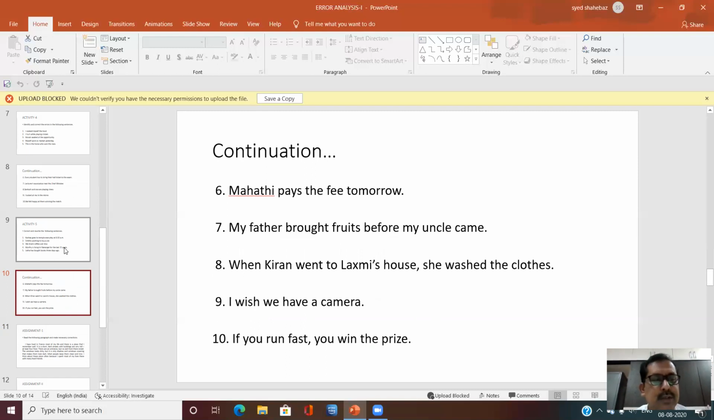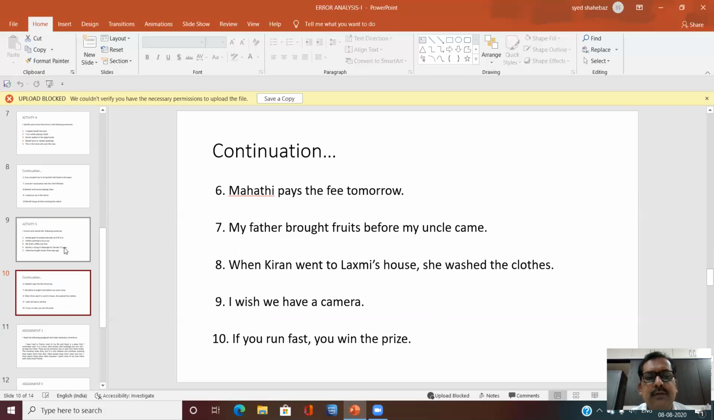Continuation of the previous activity. Mahati pays the fee tomorrow. Here, the word tomorrow refers to future tense. So, we have to use the future tense. Mahati will pay the fee tomorrow. So, future tense has to be used.